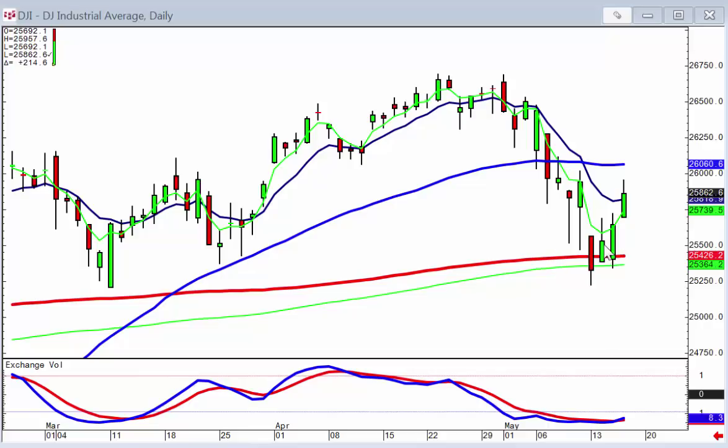We can see exactly what was happening at the 200-day moving average on the Dow. We saw a bullish harami. And knowing that a bullish harami pretty much tells us the selling has stopped, that'd be a good place to start watching for a bullish reversal.